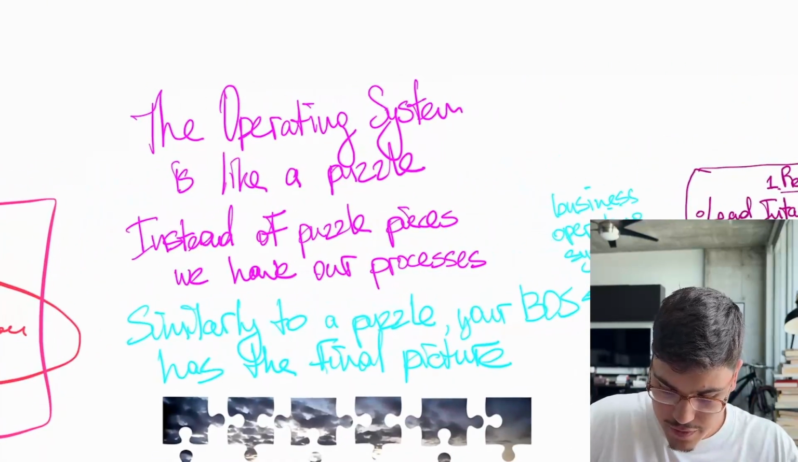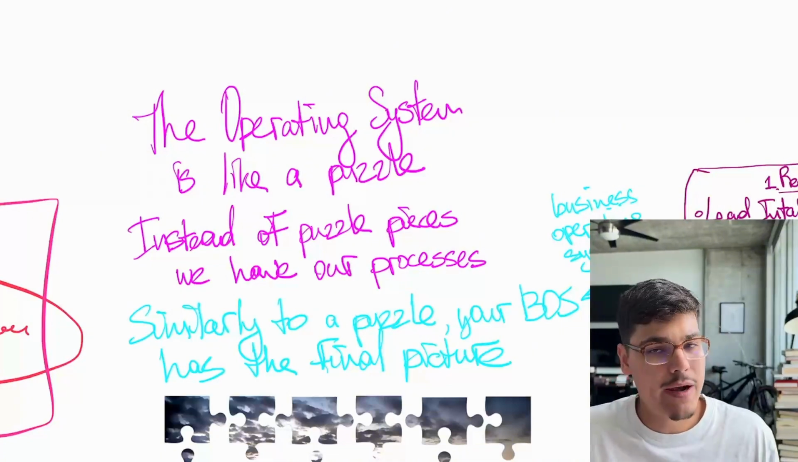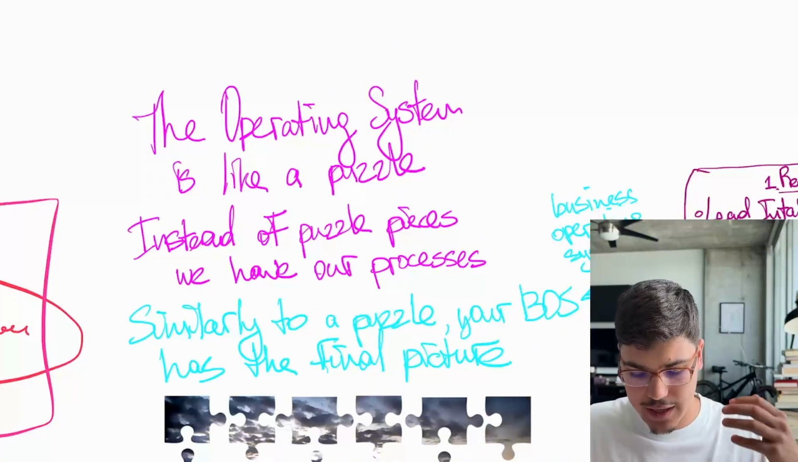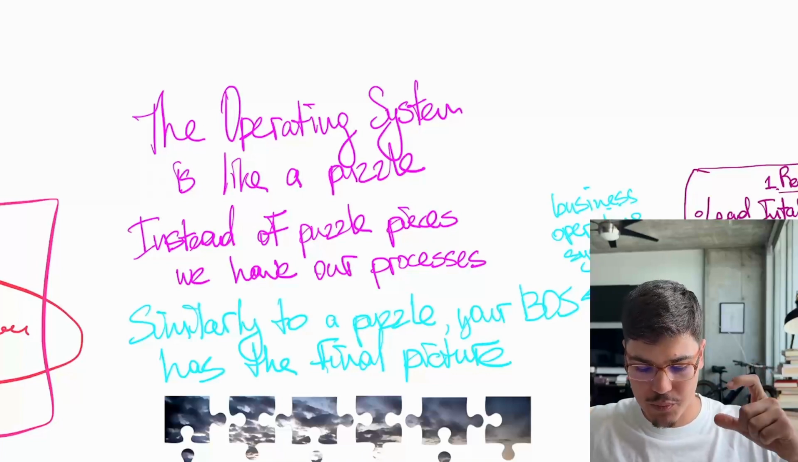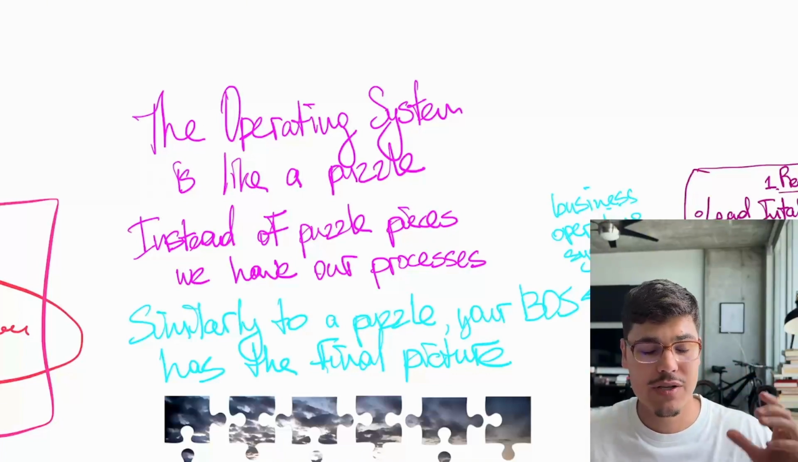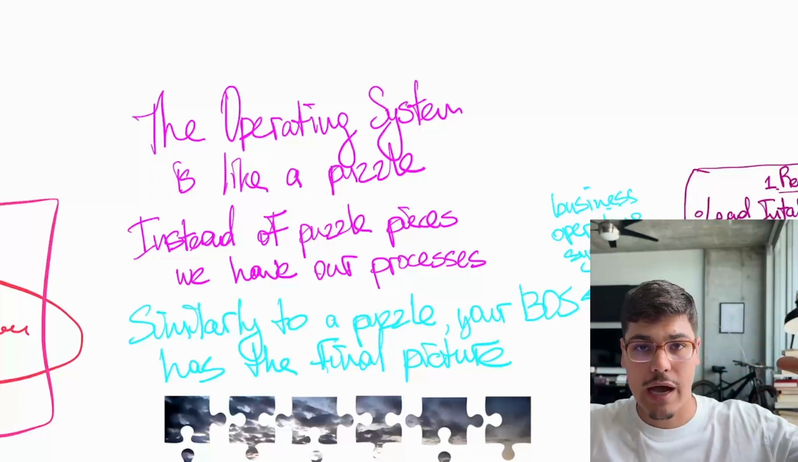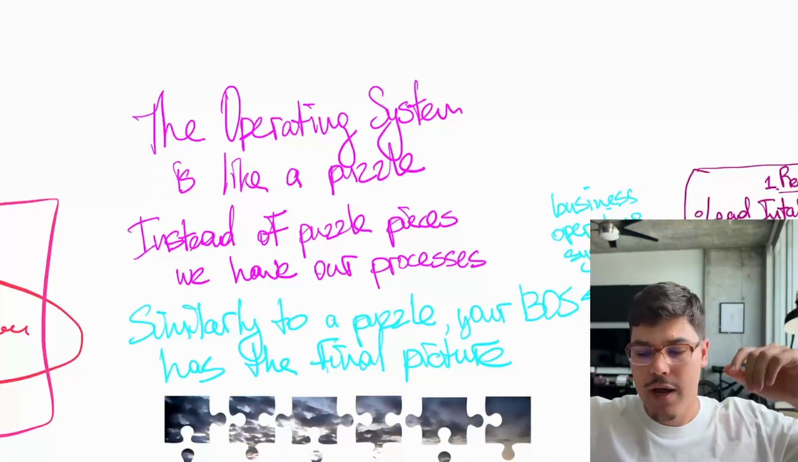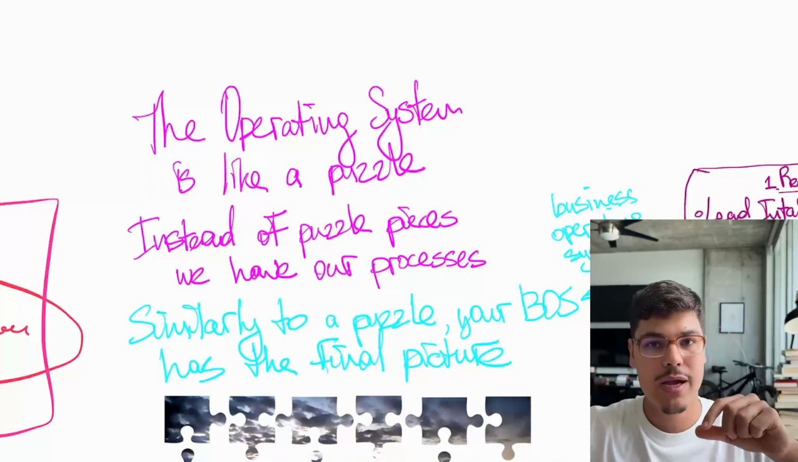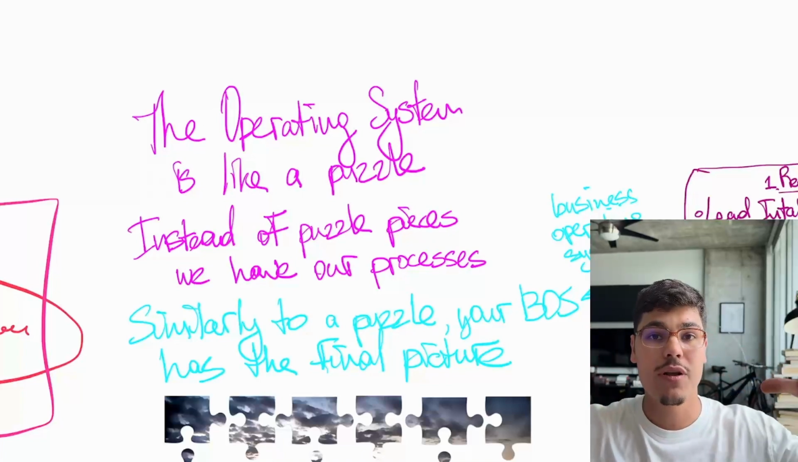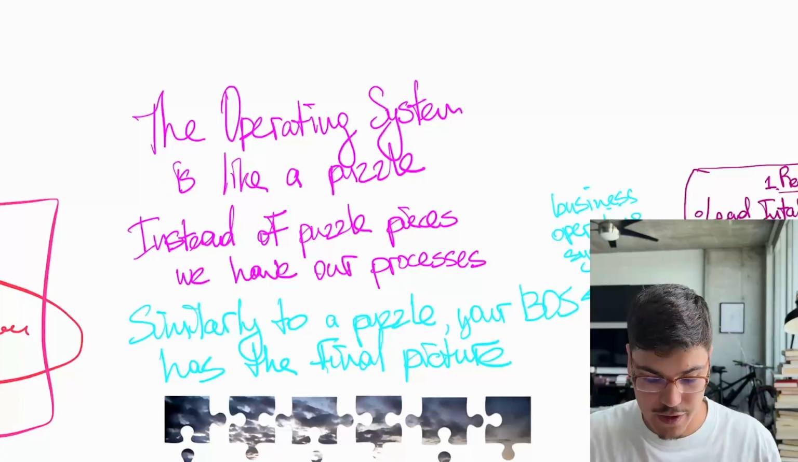Let's start. The operating system, as I mentioned in the previous videos, is basically like a puzzle, but instead of puzzle pieces, you're putting together your business processes, right? So imagine solving a puzzle. You would have your final picture in front of you, and you would take one piece at a time and put it together, in the right place, in the right spot. This way, you're putting that final picture together.